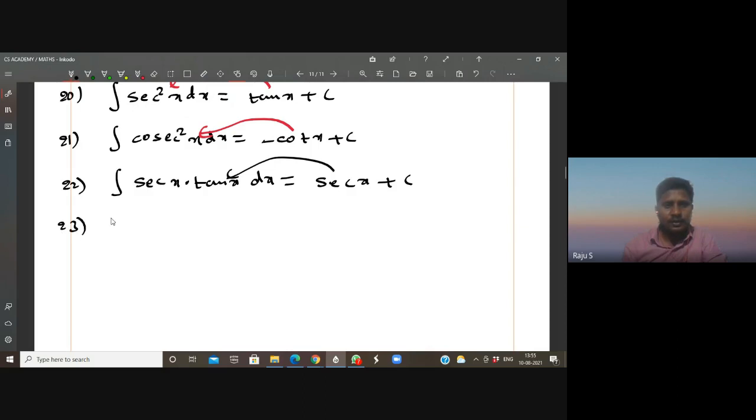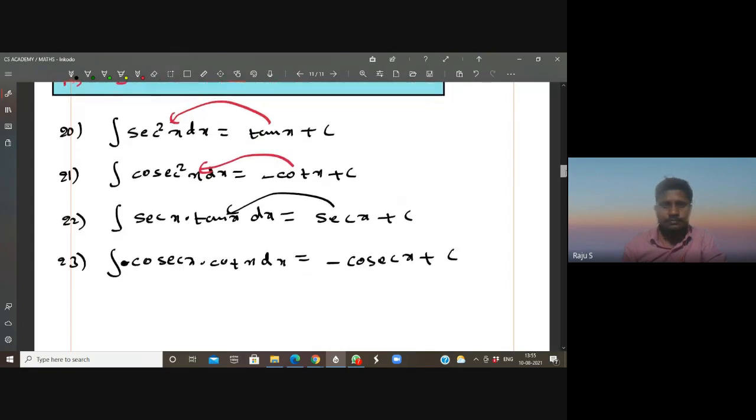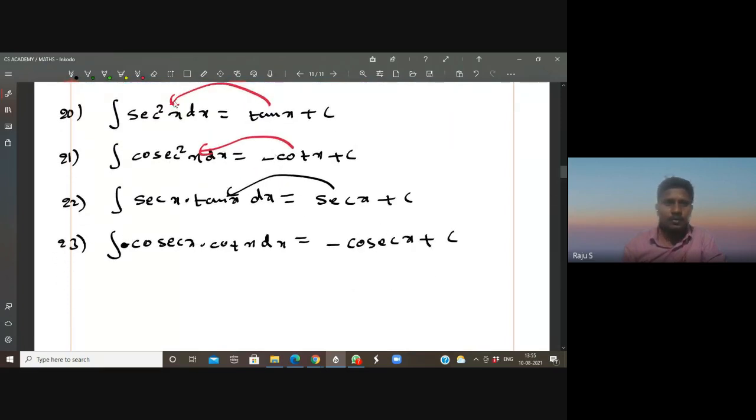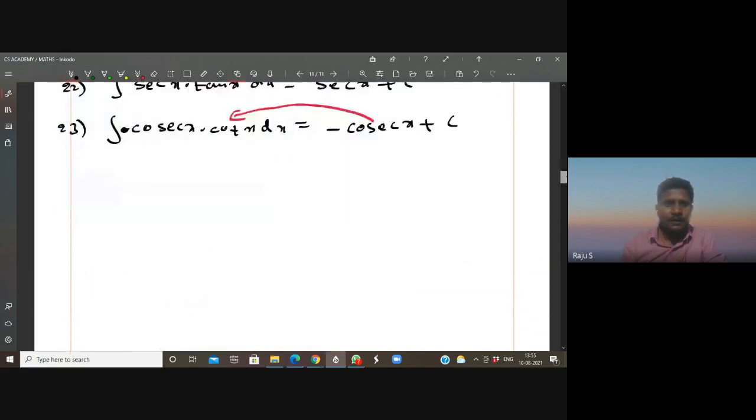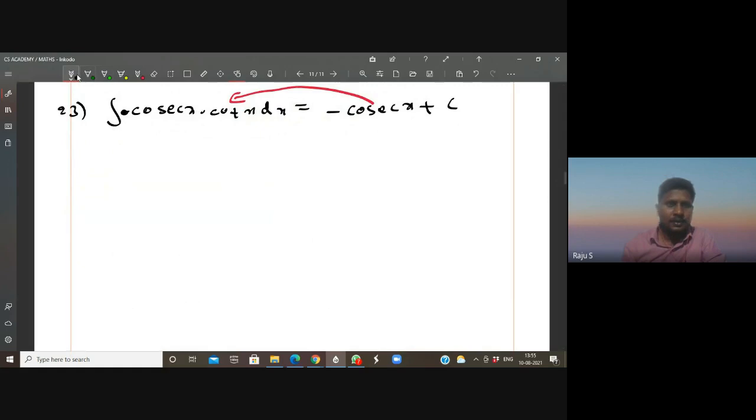Finally, 23rd, what about cosecant x into cot x? When I take minus here, this is the derivative of cosecant x plus c. Am I right? The derivative of cosecant x is minus cosecant cot. When I take minus here on the right side, that's all. Fine, students? So the derivative of minus cosecant x is cosecant x into cot x, like that. Next, 24.